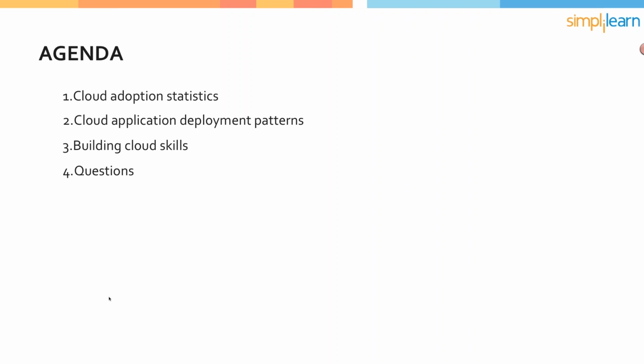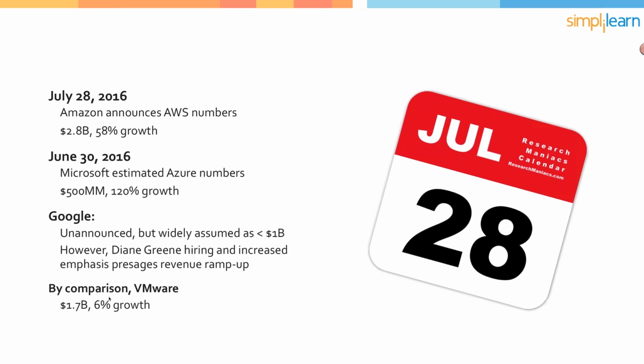So let's talk about cloud adoption and what's going on with that. Many people really underestimate what's going on in cloud computing and how powerful a trend it is. But here I've got some statistics. Just 3 or 4 weeks ago, Amazon announced its AWS, Amazon Web Services numbers. It did $2.8 billion within AWS for the quarter with a 58% growth rate. Compared to July 2015, it's nearly 60% larger.